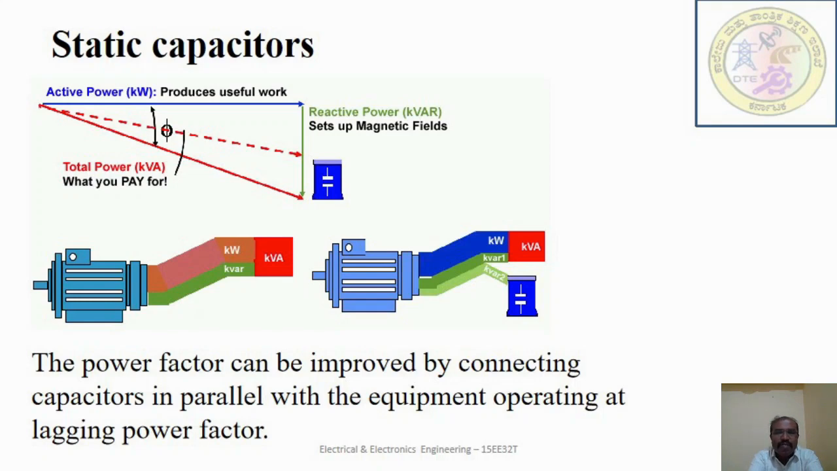You can see in a diagram the active power, which is represented in kilowatts, that is the useful power. kVA is the total apparent power, actually what you pay for, the total value. Here, the reactive power is decreased. That means the reactive power consumption is decreased by installing the capacitor bank. You can see in a diagram. The power factor is improved by connecting a capacitor in parallel with the equipment operating at lagging power factor.